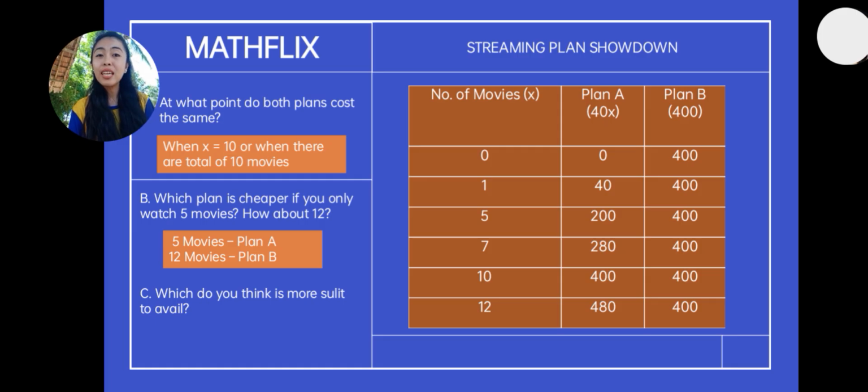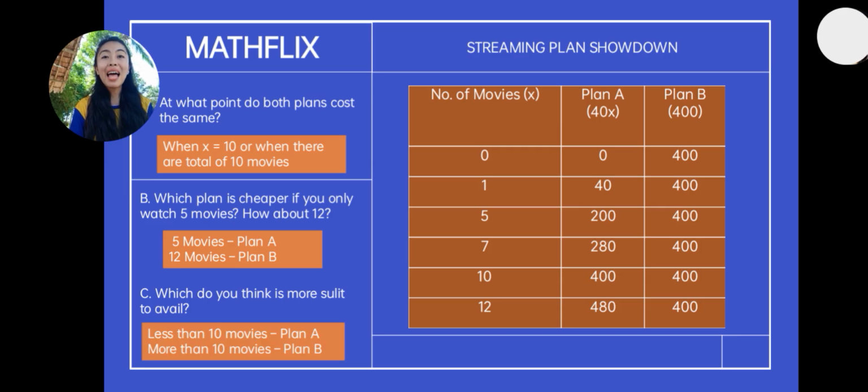And with the last question, which do you think is more suited to a binge watcher? As you notice, when watching 10 movies, both plans cost the same amount, which is 400. So what is now your conclusion? Correct, it depends, because when watching less than 10 movies, you have observed that plan A is better. But when watching more than 10 movies, plan B is more suited. So it's up to you. You guys decide. If you think you can watch more than 10 movies in a month, then you must choose plan B. But if you think you can only watch less than 10 movies in a month, then better to avail plan A.